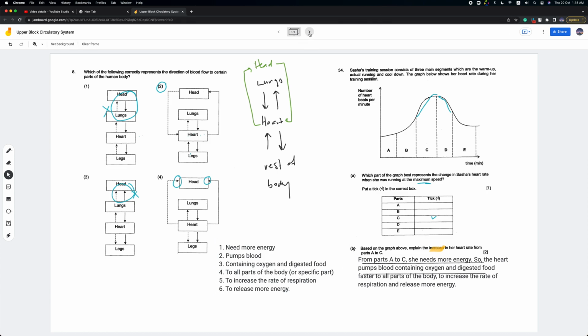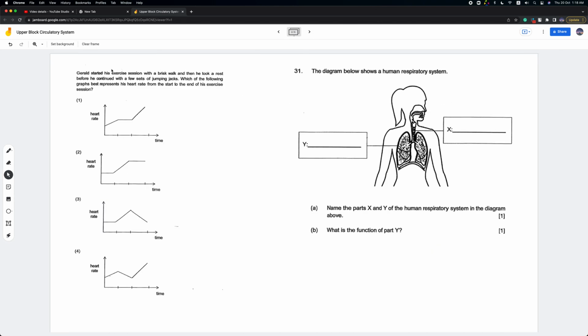Okay, next question. Gerald started his exercise session with a brisk walk and then he took a rest before he continued with a few sets of jumping jacks. Which of the following graphs best represents his heart rate from the start to the end of the exercise? So there's a rest in between, so it cannot be rising all the way. Then he starts off with another form of exercise.